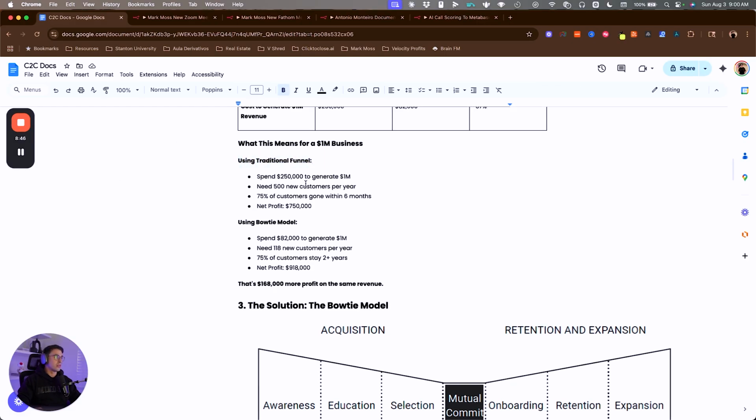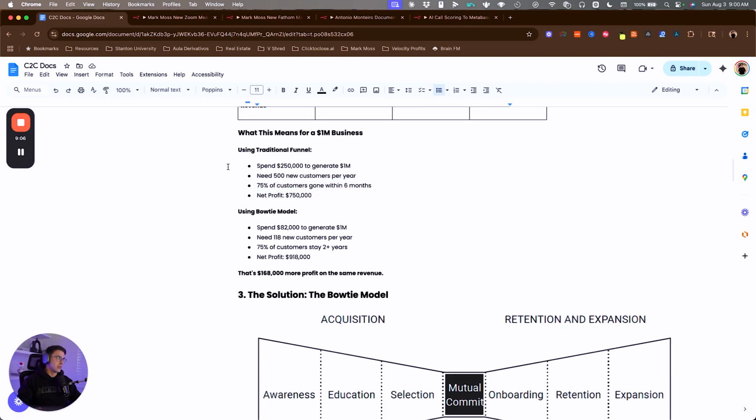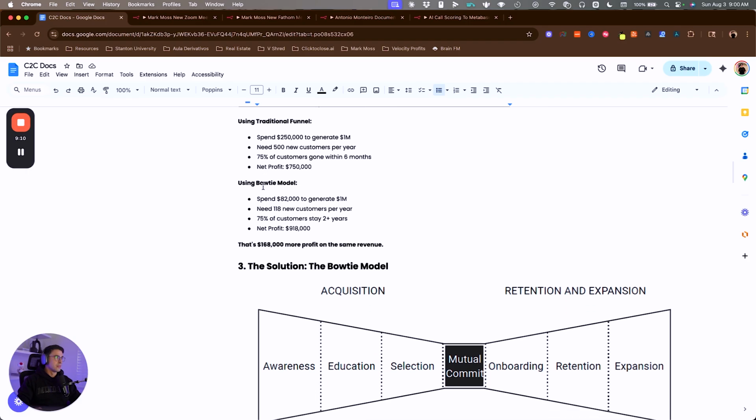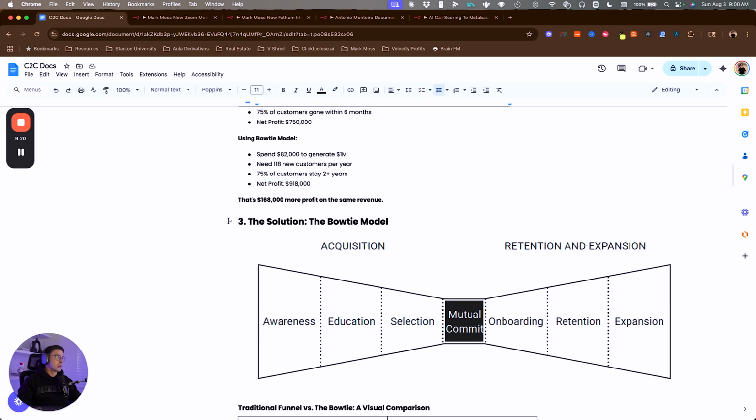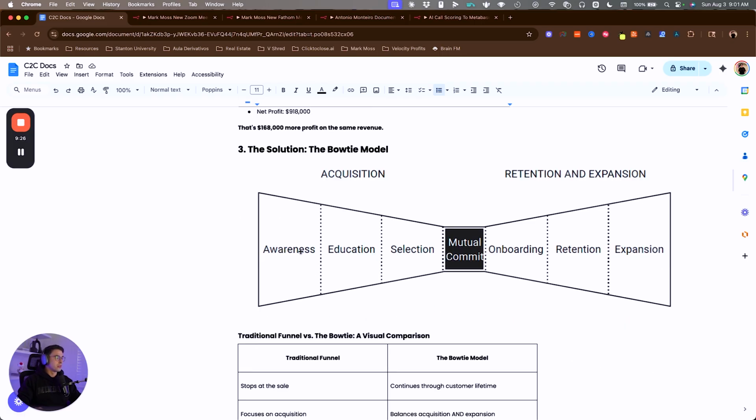If you're using traditional funnels, you spend around 2,500,000 to generate $1 million. You need 500 customers per year, with 75% churn. You probably don't even resell them, so you're just selling one package or two maximum. And for the most part, you're always relying on new customers to come through. And then using the Bowtie, you can spend up to 100,000. You can generate fewer customers. You can make more profits, and you can make net profit because you're trying to get a recurring impact that is going to reduce your churn rate, improve your marketing, and just improve the overall experience of your business.